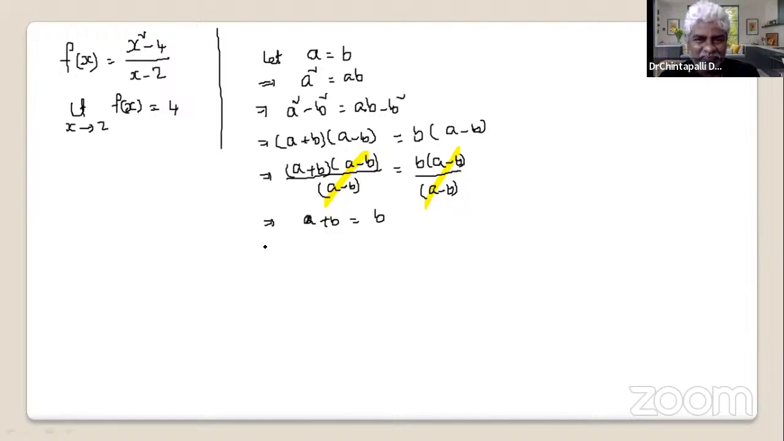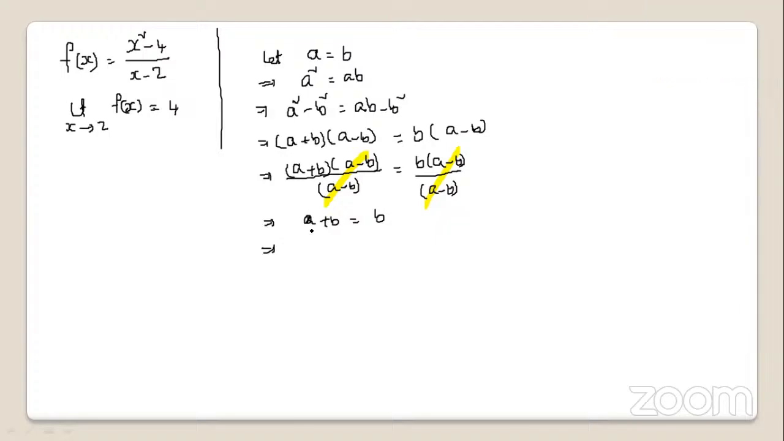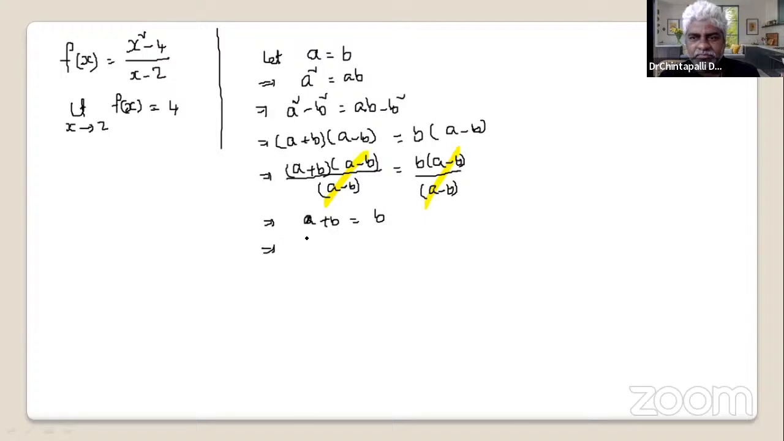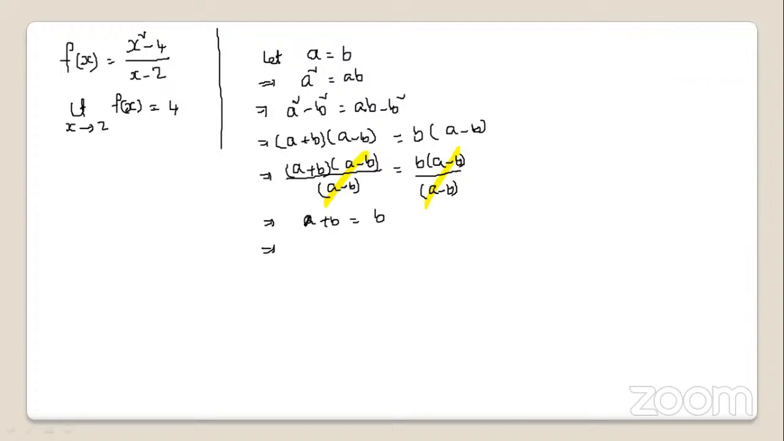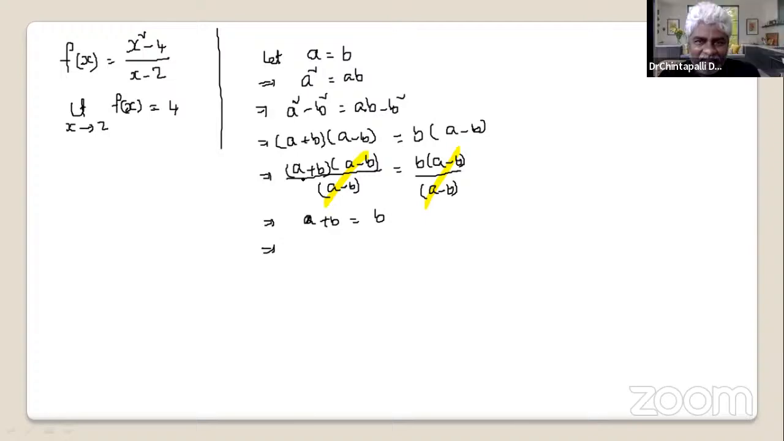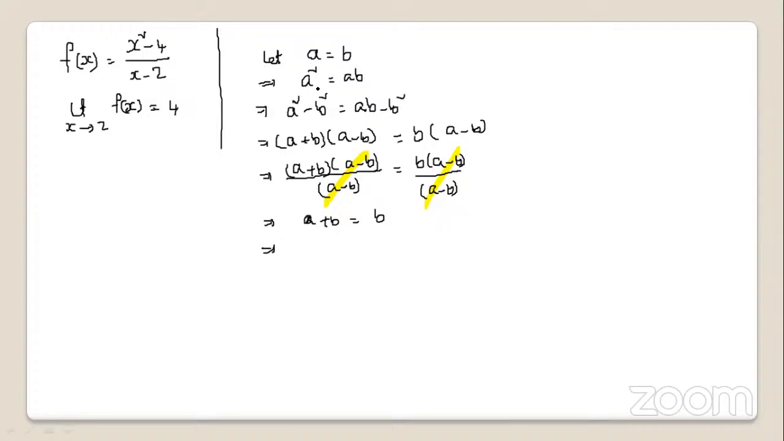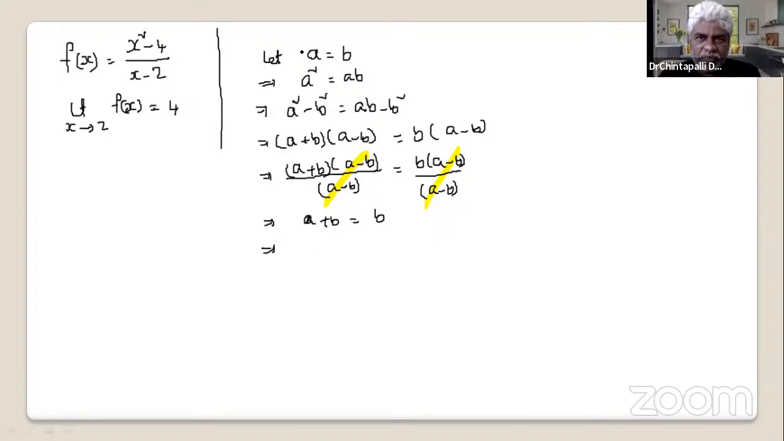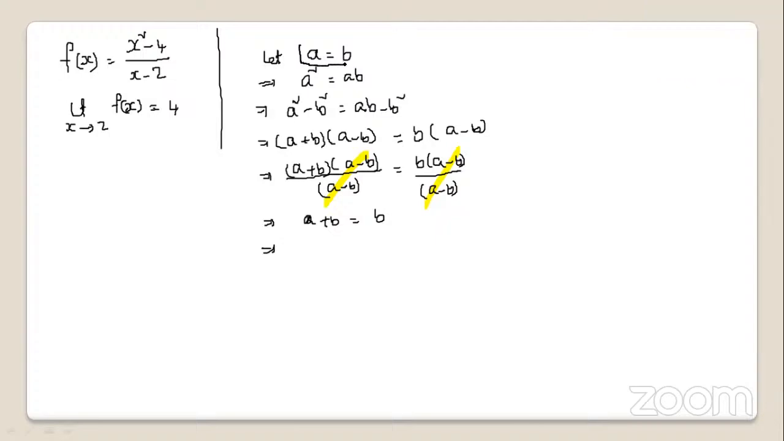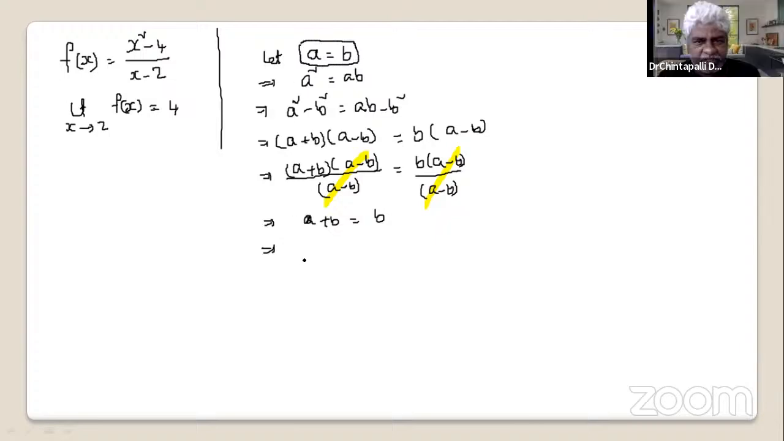And we took A is equal to B. We can replace A by B. We can write B in the place of A. As A is equal to B, we can replace A. A plus B is equal to B becomes 2B equals B. Very good. 2B is equal to B.